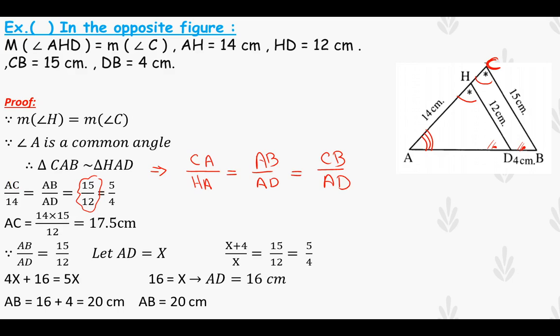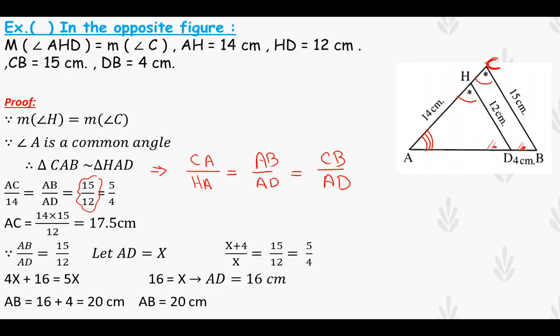So AC will equal 5 multiplied by 14 over 4. Here you can also say that AC equals 15 multiplied by 14 over 12, or you can say that AC equals 5 multiplied by 14 over 4. So both of them are correct. You will find that AC equals 17.5.